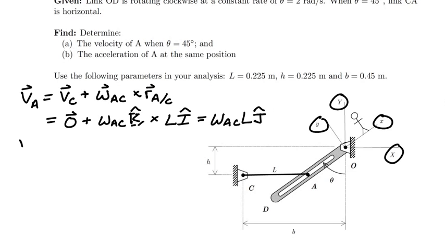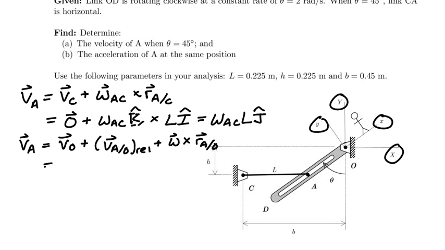I can then do something similar and say the velocity of point A is also equal to the velocity of point O, and now I need to use a rotating reference frame because A and O are not on the same object, so I'll say plus the velocity of A with respect to O as seen by the observer, plus omega of the rotating frame cross r of A with respect to O. If I do some substitution here, the velocity of point O is 0. The velocity of A with respect to O, the relative velocity, is going to be some value.